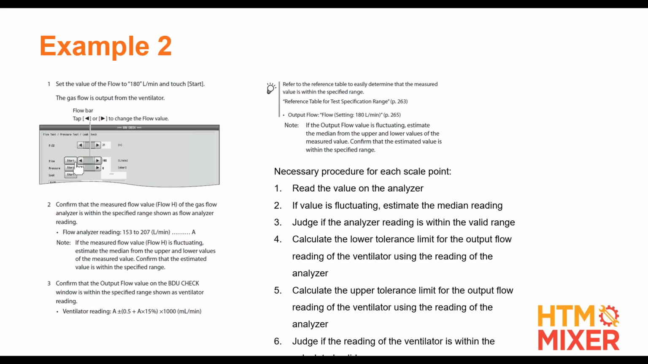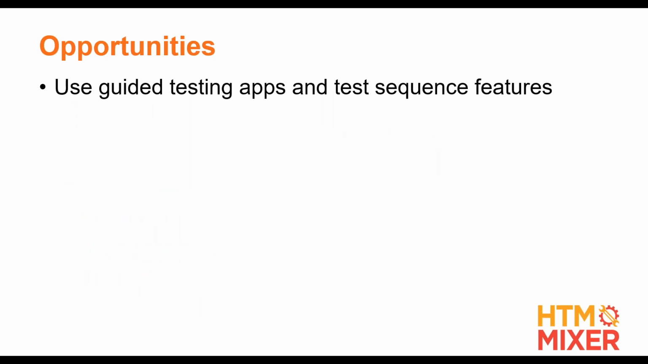All I can say for these is, look for units that have guided test apps or test sequences available that you can write. You can go through one of these tests, calculate all the values that should be available to you, save them, and rerun them each time. If you have a device that has the app for that particular ventilator, all of that is done for you in the background.